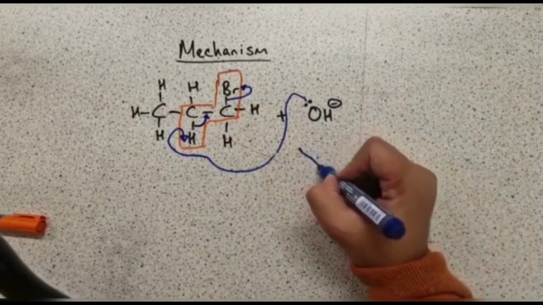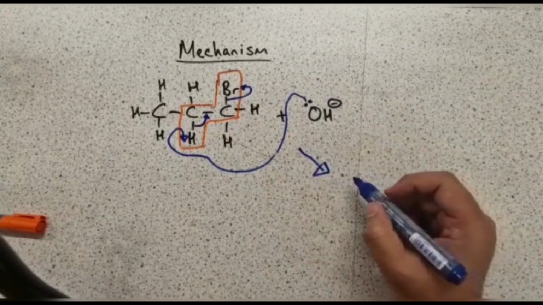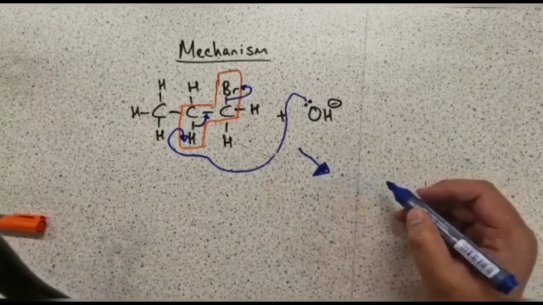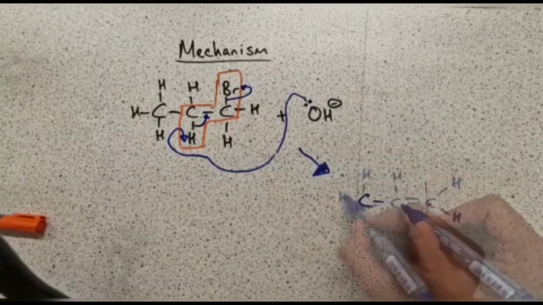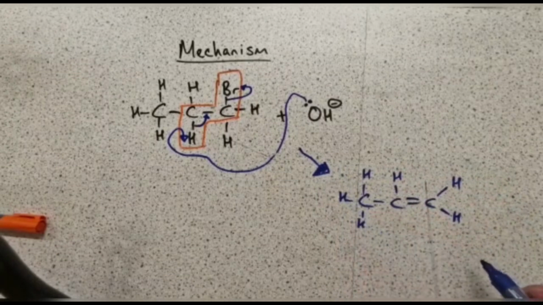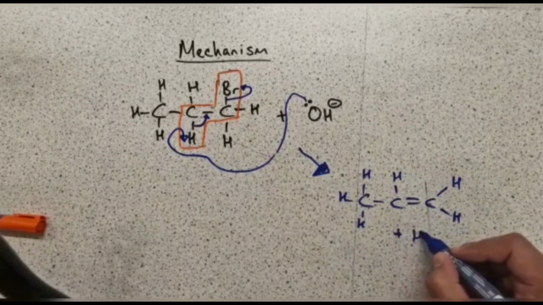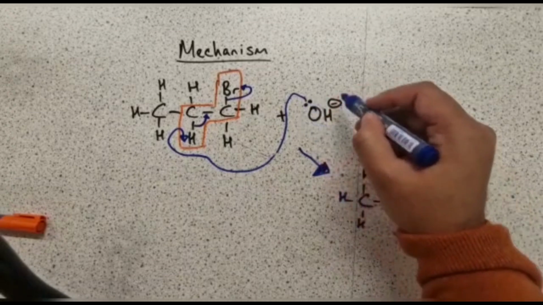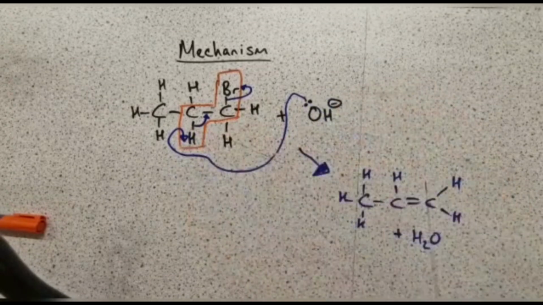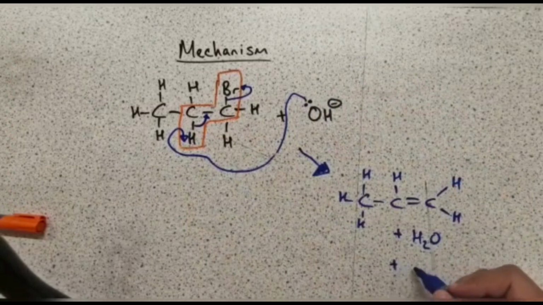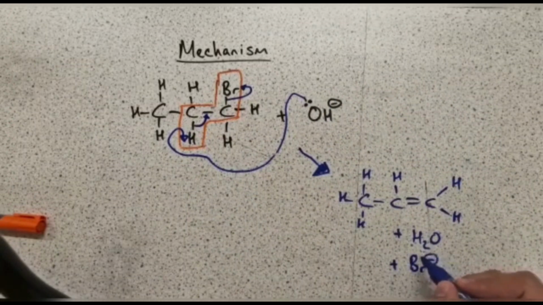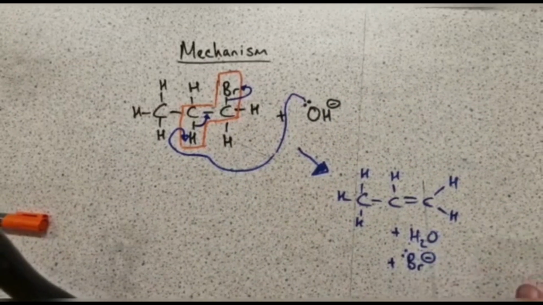Now our product, let's draw it down here. That is now called prop-1-ene, or propene. You don't need the 1. We've also got water being formed from that hydroxide taking that hydrogen. And we've also got a bromide ion. And that's the mechanism.